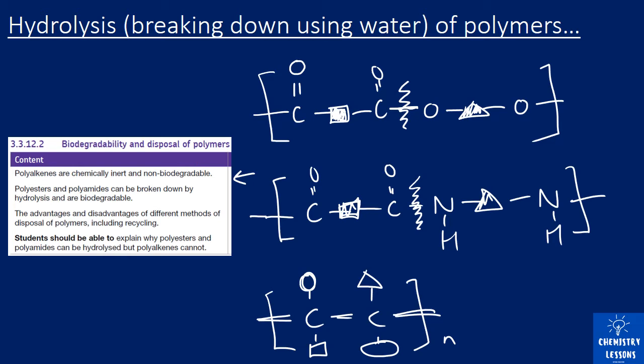Polyesters and polyamides can be broken down, and that's because of that link can be broken there, okay? And we've seen the products of that. It's just the reverse. They will break down back to their diamine or diol and dicarboxylic acid.